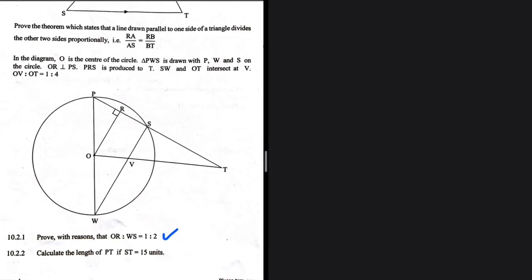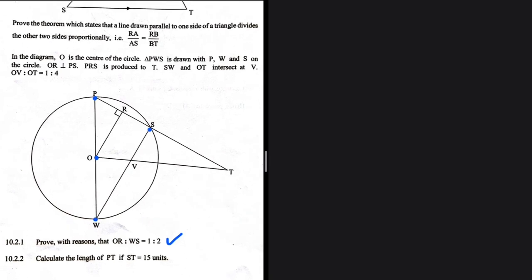So let's go ahead and take a look at our question statement and see which keywords we can extract. In the diagram, O is the center of the circle, easy to see. Triangle PWS, so here's P, we have W, and S is drawn with P, W and S on the circle. OR is perpendicular to PS. There's an angle of 90 degrees there, so that is also easy to see. PRS is produced to T. SW and OT intersect at V. And then you are told that OV is to OT is equals to 1:4.